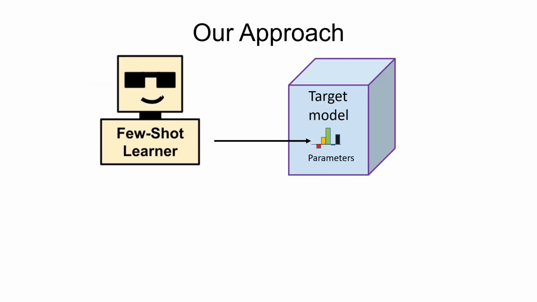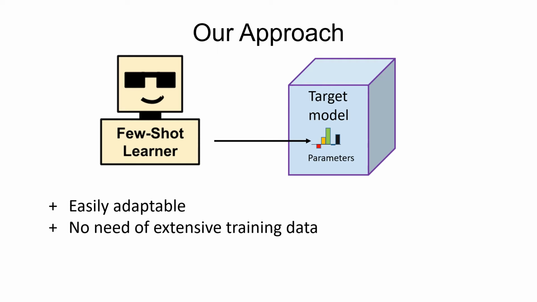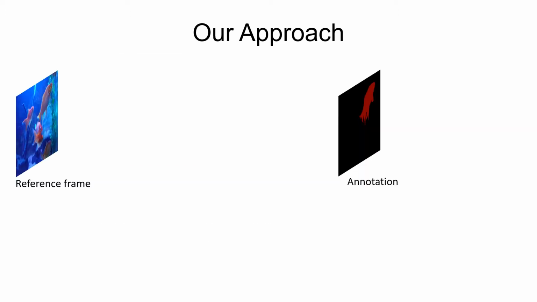In this work, we propose a new approach for video object segmentation. At its core is a few-shot learner that optimizes a compact parametric target model to adapt the network to the current target. Learning such target-specific parameters allows us to easily adapt to challenging scenarios during inference. Consequently, our approach can generalize to novel classes without the need of extensive training data. We further design the few-shot learner to be differentiable to enable end-to-end training of our network.